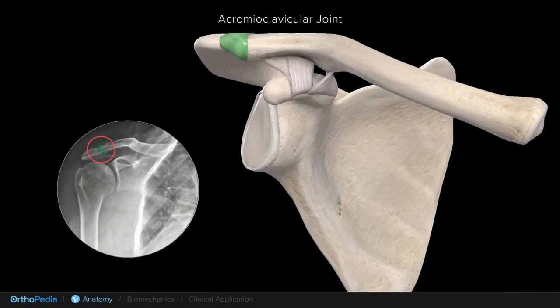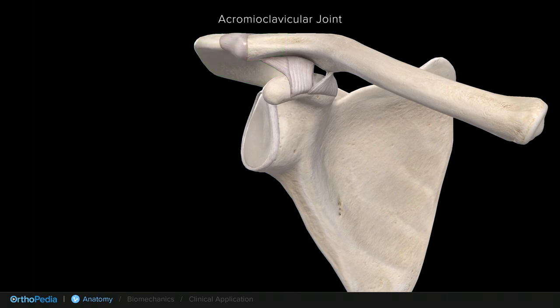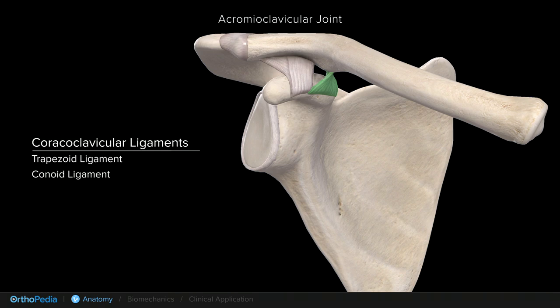The AC joint is made up of the distal articulating surface of the clavicle and the acromion process of the scapula. This joint is stabilized by three ligaments: the acromioclavicular ligament, which adjoins the articulating surfaces of the distal clavicle and the acromion; and the coracoclavicular ligaments, the trapezoid and conoid, which anchor the distal aspect of the clavicle inferiorly to the coracoid process.